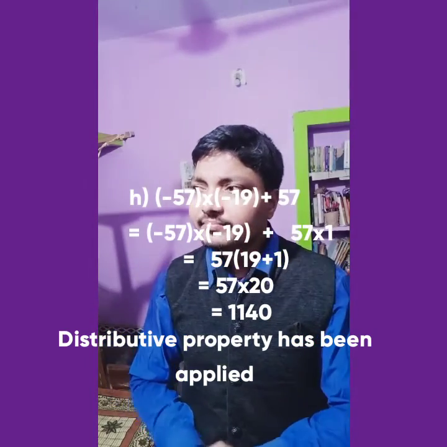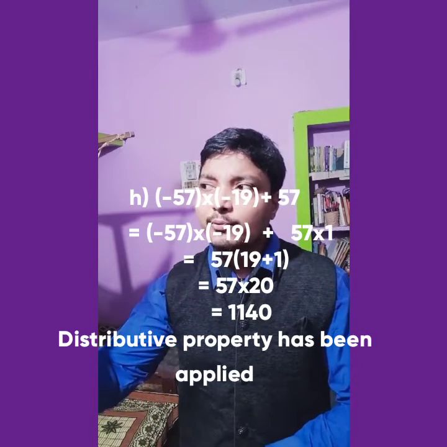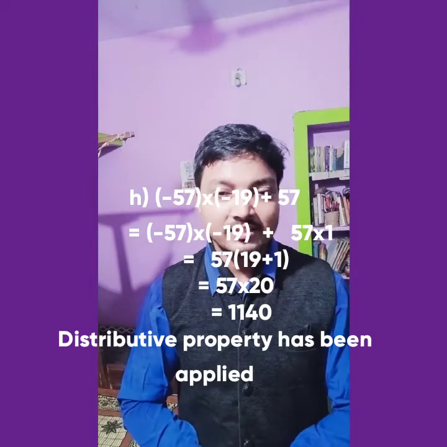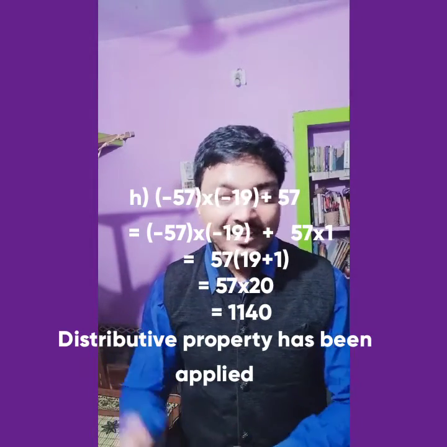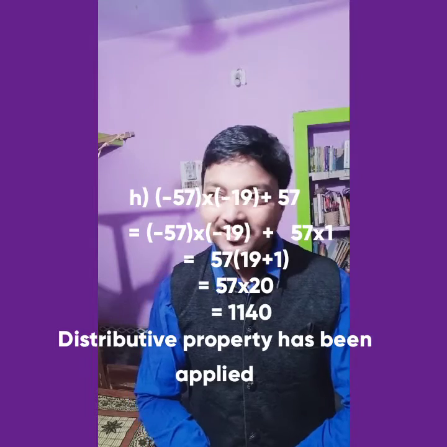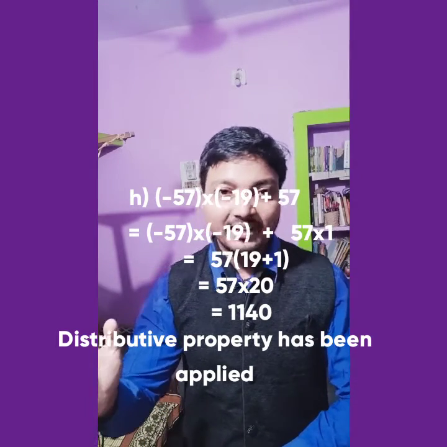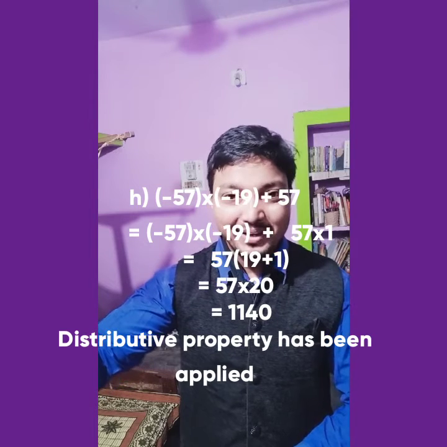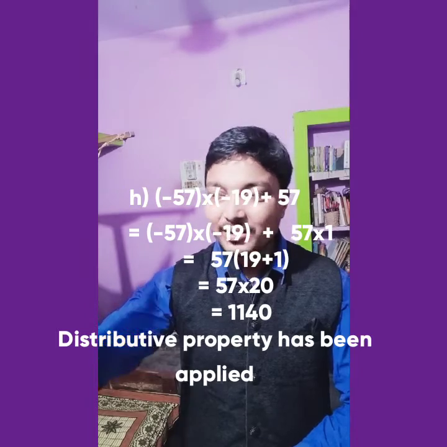Ready? From the two, one is minus 57 and another is plus 57, which is common. The trick I have already said: it will be better to take the positive 57 as the common. Whenever I take positive 57 common from the negative 57, 57 will come, and minus 1 will still be there. So minus 1 into minus 19, within the bracket it will be 19.